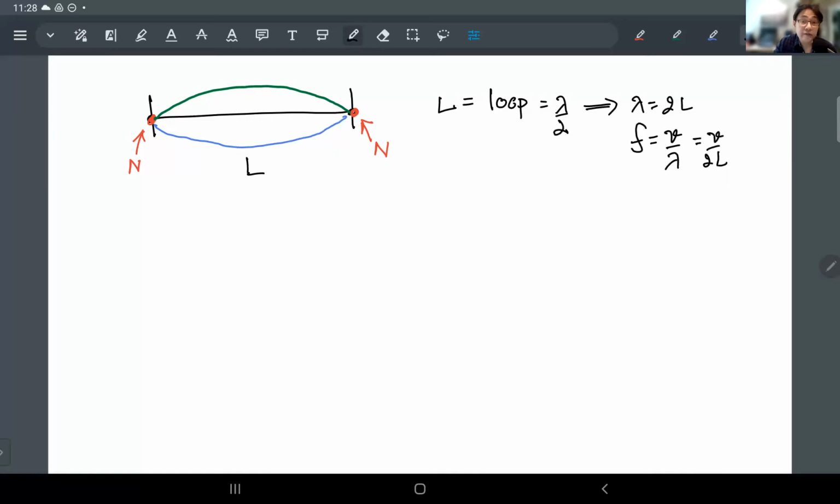And then you can calculate the frequency that you're going to generate from this string. Isn't that cool? All right.